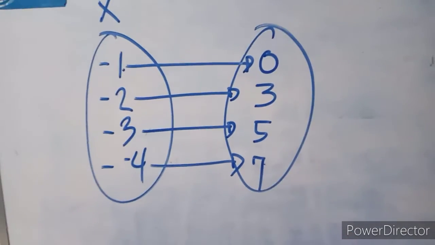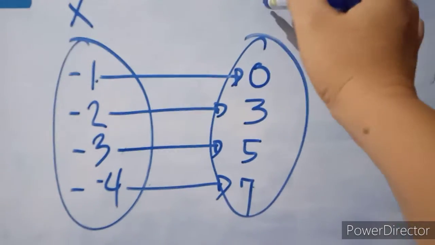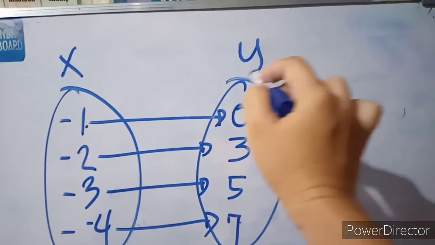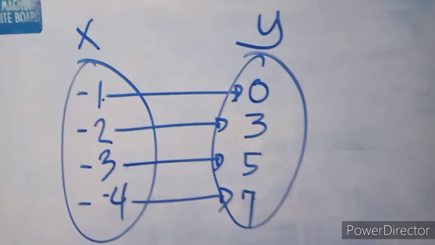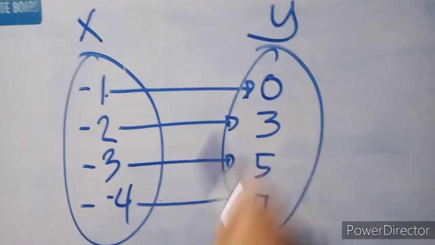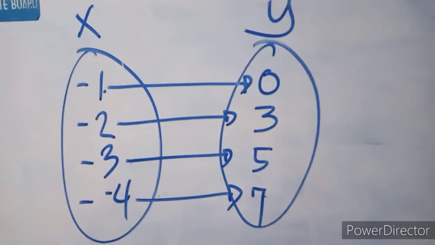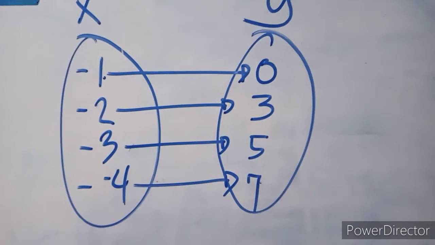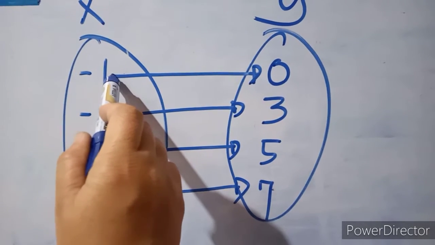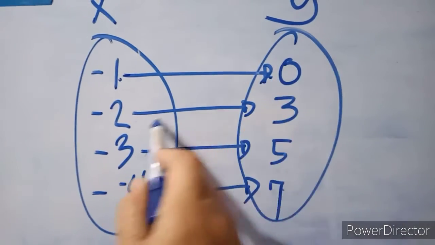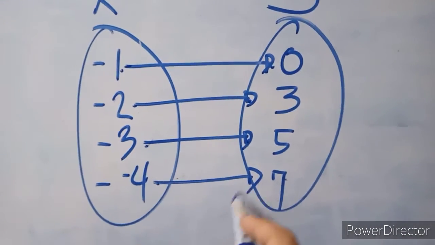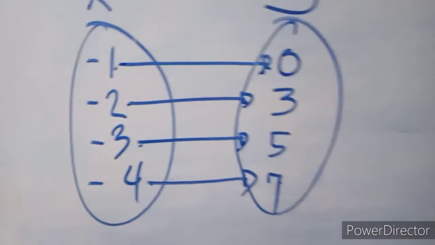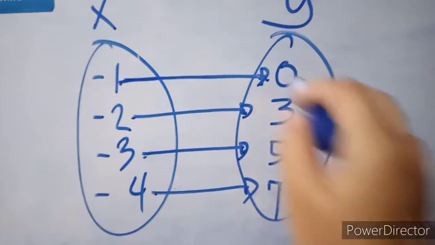So how are we going to identify if it is a function or not a function? Now this one, these values are our y. This is our x. This is our y. The relation is negative 1 to 0, negative 2 to 3, negative 3 to 5, negative 4 to 7. So this is what we call a one-to-one relation.